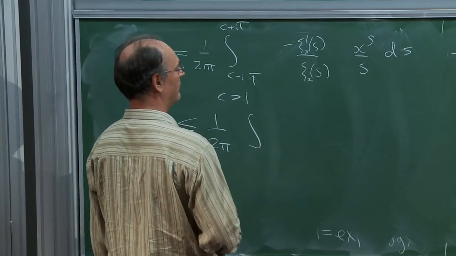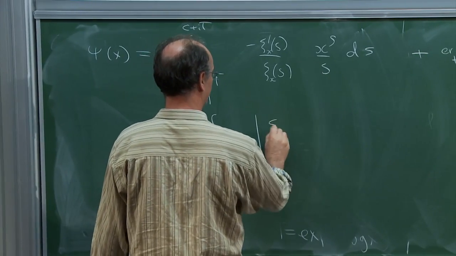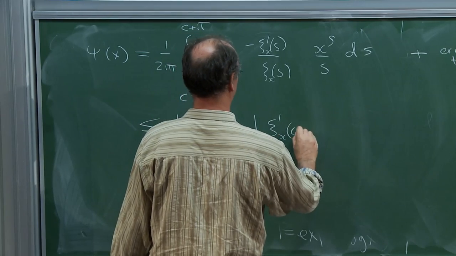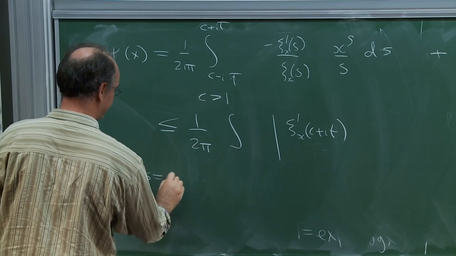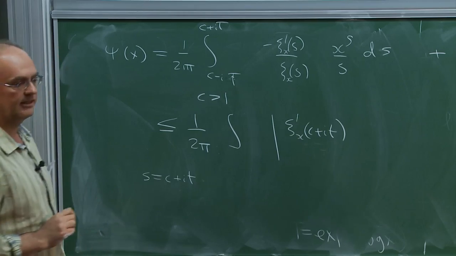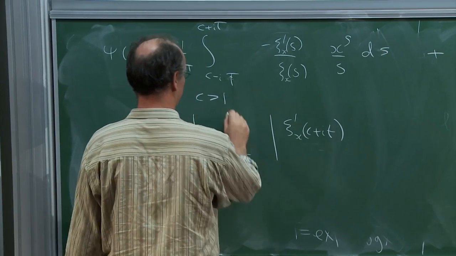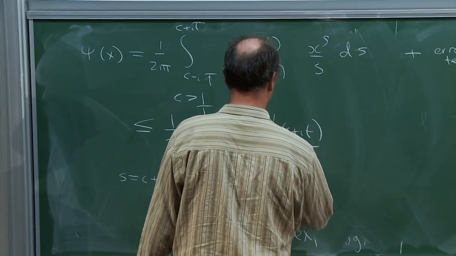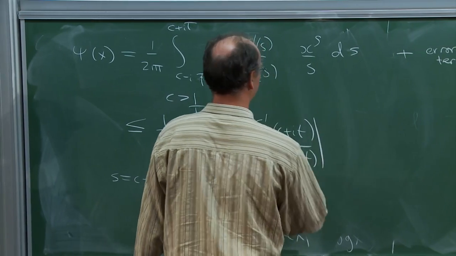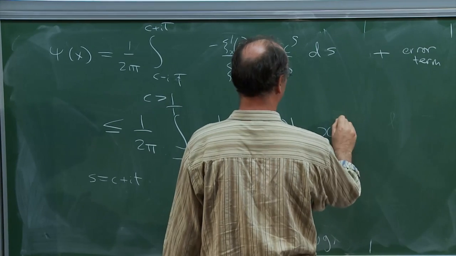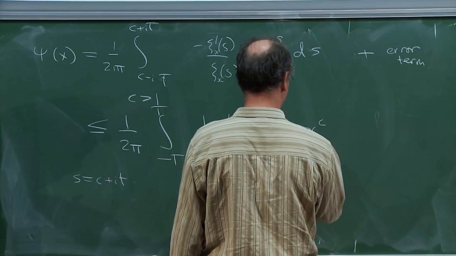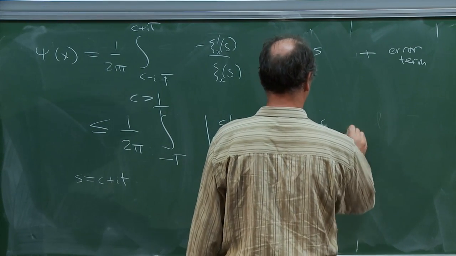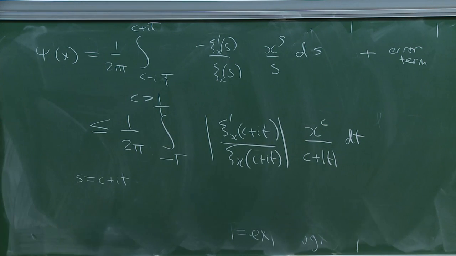And I'll do something with the limits in a minute, but let me write s as c plus i t. So this goes from minus T to plus T. Zeta prime over zeta of c, times x to the c. When we take absolute values of x to the c plus it, we get x to the c. And in the denominator, we get something like c plus the absolute value of t, dt. Something along those lines, up to a constant. So maybe a 2 here.